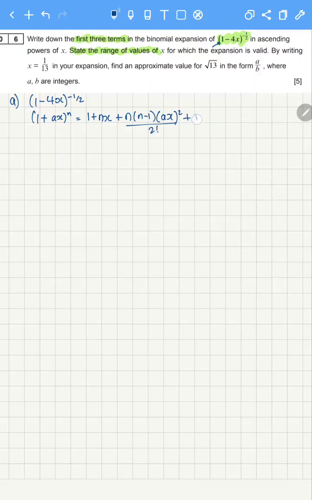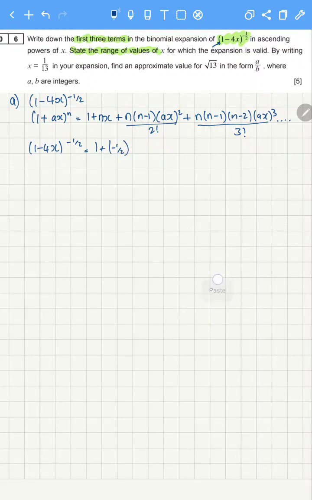And the third term, I only ever go to the third term, is n minus 1, n minus 2, ax cubed all over 3 factorial. And it goes on forever. Okay, that just repeats. So n is minus a half for us. A is minus 4. We're just literally going to substitute all that in and see what we get. So we've got 1 minus 4x to the minus half. Literally sub it as it is. Don't make any silly mistakes.